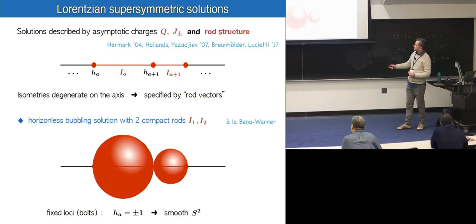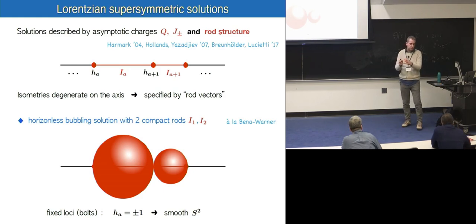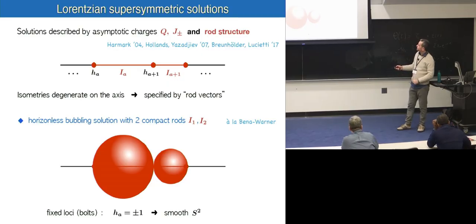And in general it is not smooth. But if we fix these parameters in this way, so these h's are either +1 or -1, then we have a smooth S2. So the fixed loci for each of the isometries is just an S2. It is given by the coordinate along the rod times the remaining U1 that is not collapsing.